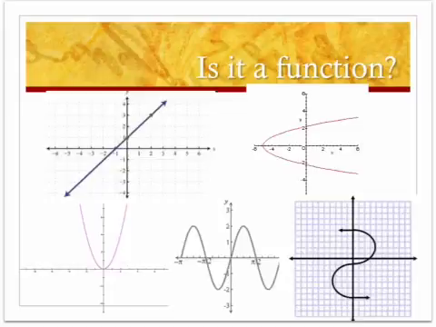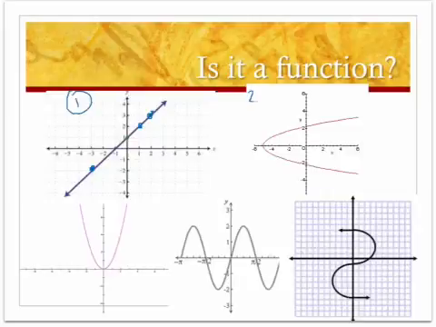The last part of our study on functions is to determine whether a relation is a function or not. If you remember that every input has to have one and only one output, we can take a look at our line. We've kind of been saying all along that lines are functions, but every single x has only one y. Here at x equals 1, we have a y value of 2. Here at x equals 2, we have only one y value of 3. All along here, every x value has only one y value.